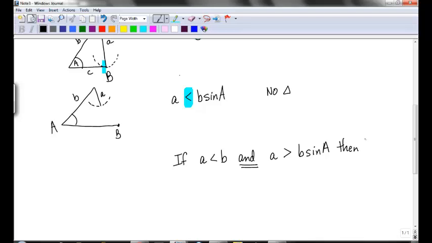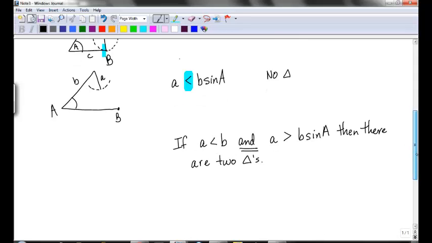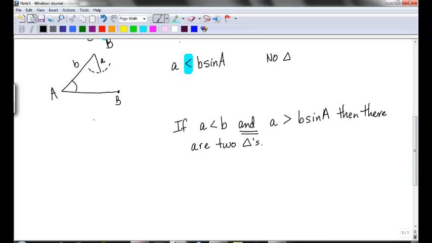Then there are two triangles to solve. And the picture, and we're going to go through examples. But this is what the picture will look like. The given angle, A, is less than 90. This would be side A. This would be our B sub 1. This would be like our C sub 1. You form that triangle.